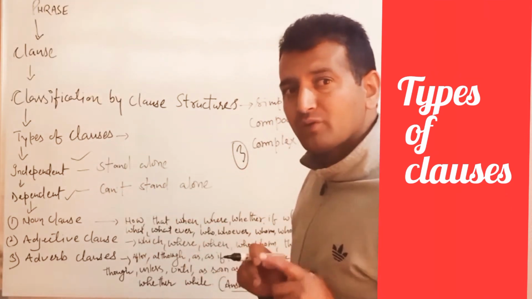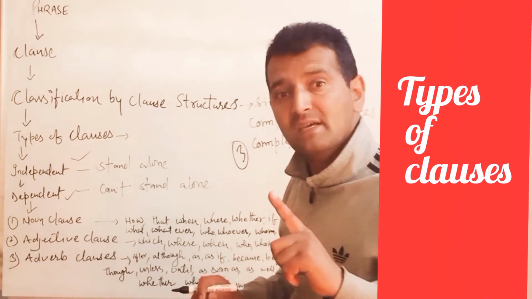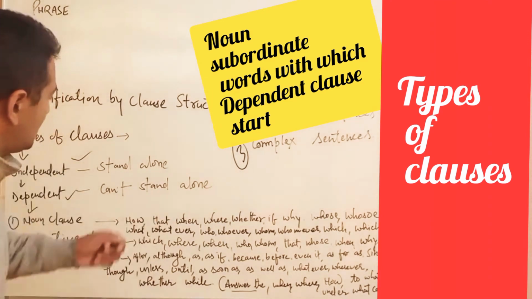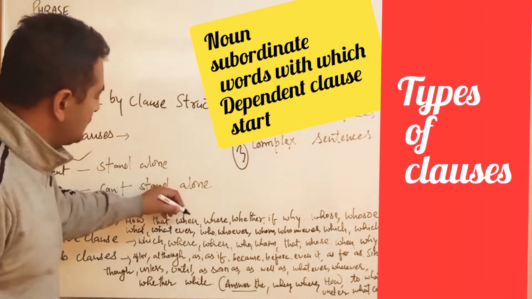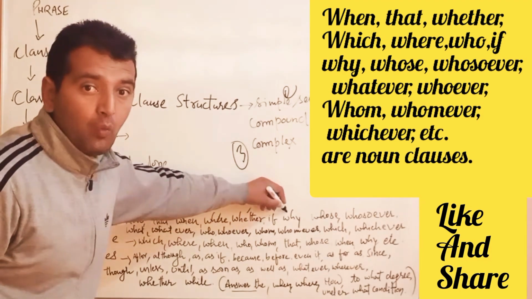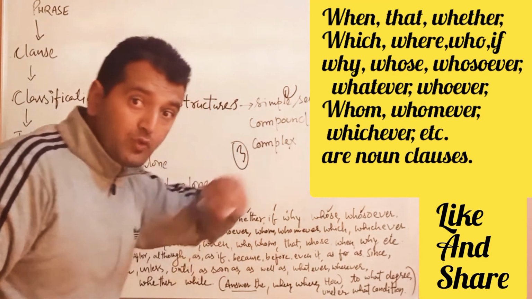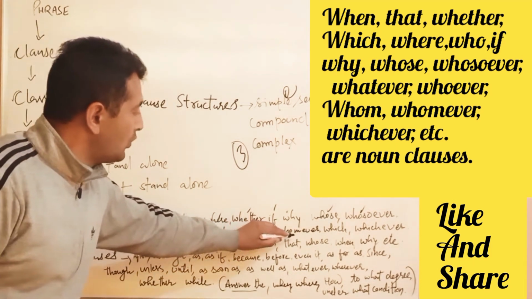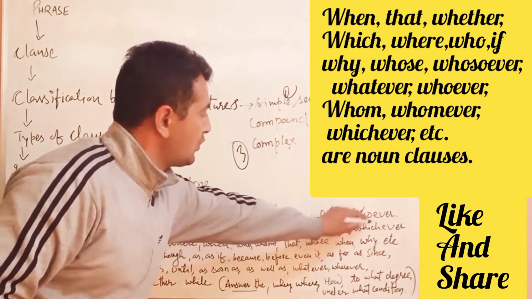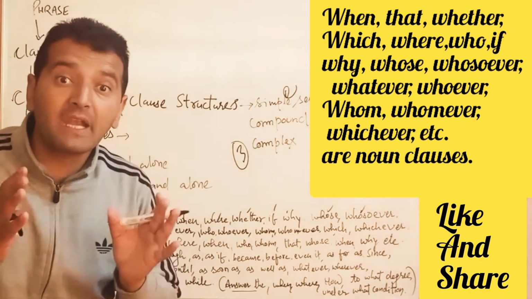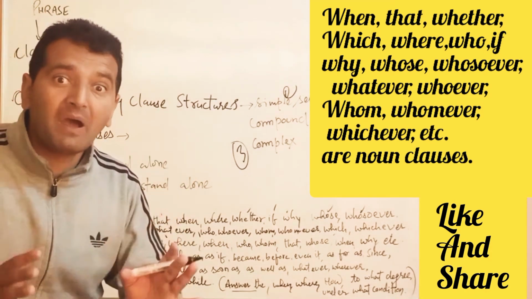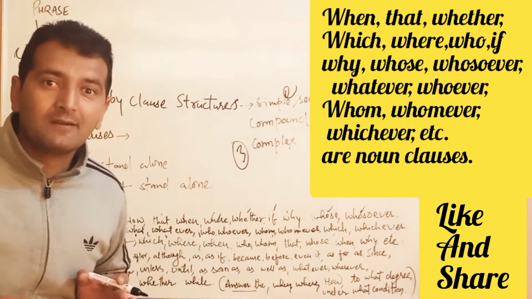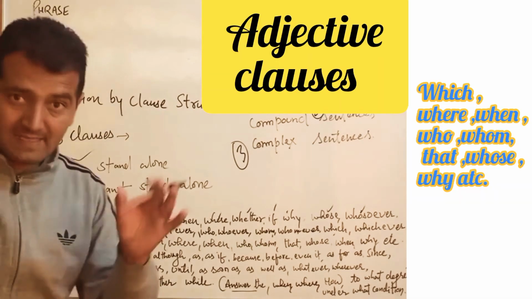It has to depend on the principal clause, independent clause to give its meaning. See, let me tell you that there are so many subordinate words. Like first of all, noun. See here, noun. How, what, when, where, whether, if, why, whose, whosoever, whatever, who, whoever, whom, whomsoever, which, whichever. These are some subordinates in the noun clause by which we identify and recognize that yes, this is a noun clause, right?